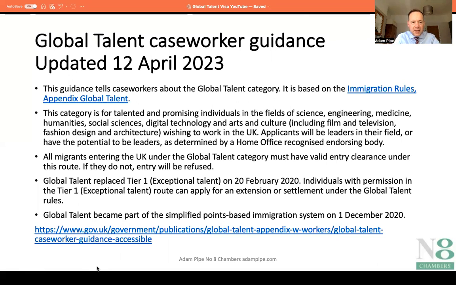The slide on your screen now is the Global Talent Caseworker Guidance. It's a helpful guide to making applications under the Global Talent and a helpful overview. So as you see, the Global Talent Visa replaced exceptional talent on the 20th of February 2020, and then it was brought into the simplified points-based immigration system on the 1st of December 2020, and now, of course, has its own appendix in the immigration rules.